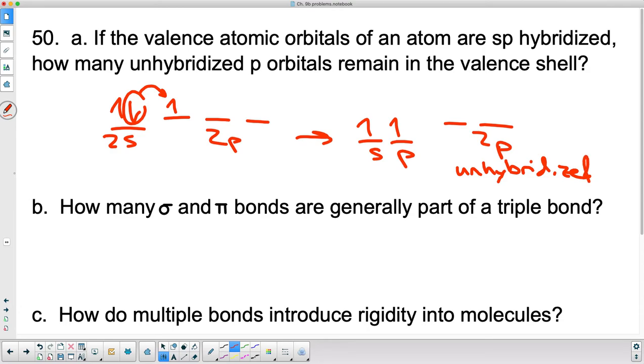Okay, unhybridized p orbitals remaining in the valence shell. So that answers that question right there. How many sigma and pi bonds are generally part of a triple bond?